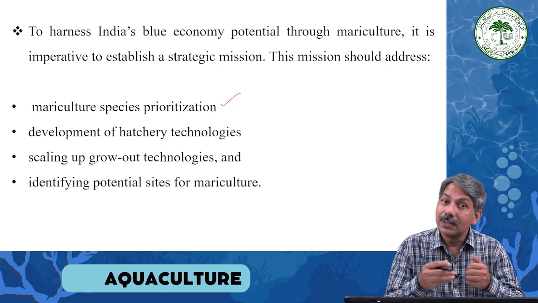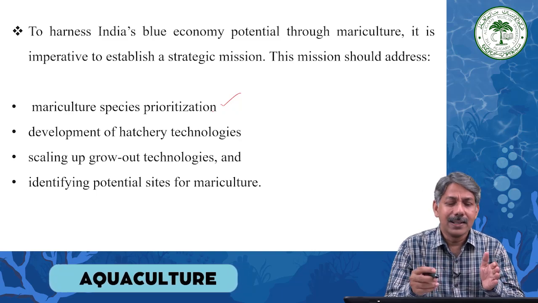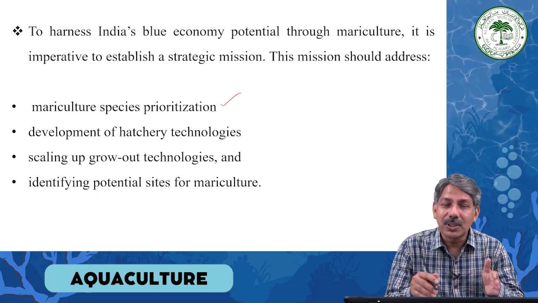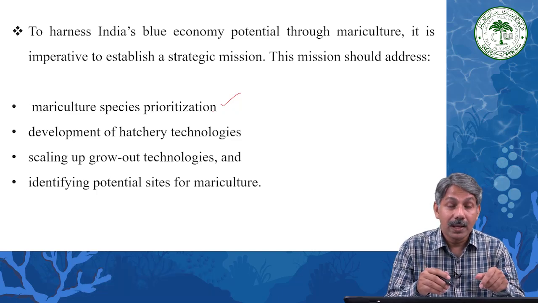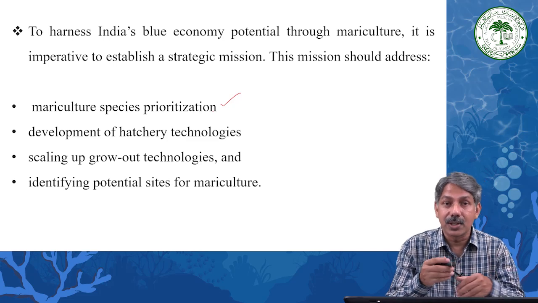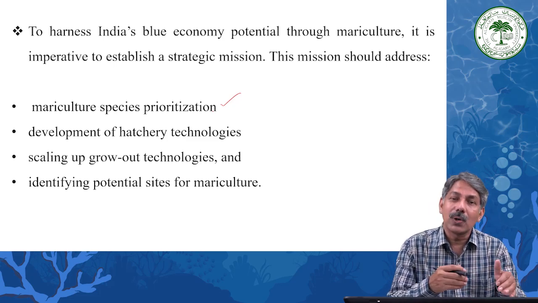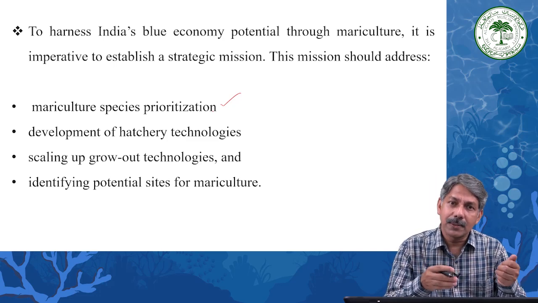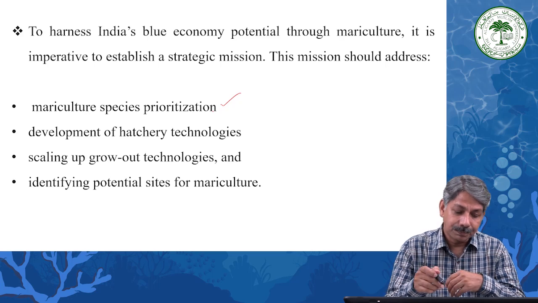All these kinds of things you will have to document, and very clearly spell out the species: okay, this is the species for this region, this is the species for that region, and this is the species for this type of culture. So what type of species for cage culture, what type of species for coastal ponds, and what type of species in other such water bodies where mariculture can be done.